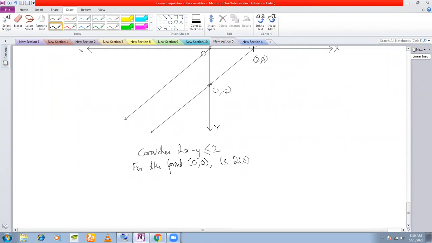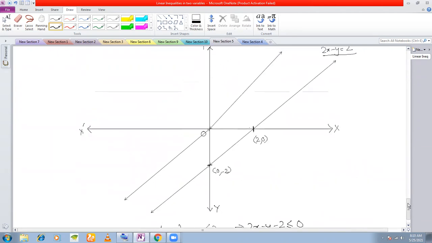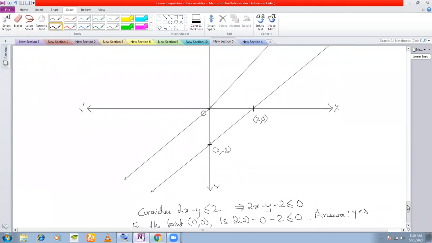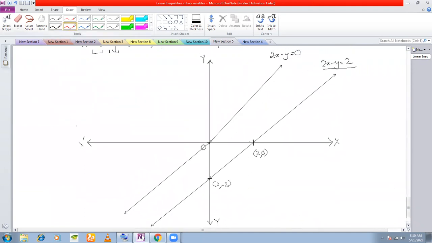Let's write this as 2x minus y minus 2 less than or equal to 0. So 2 into 0 minus 0 minus 2 less than or equal to 0. Is it correct? Does it satisfy? Answer is yes. Yes, sir. It does satisfy. So therefore, all the points on the origin side will represent my solution. So what I'll do very lightly with a pencil, I will shade all the points on the origin side of this line.